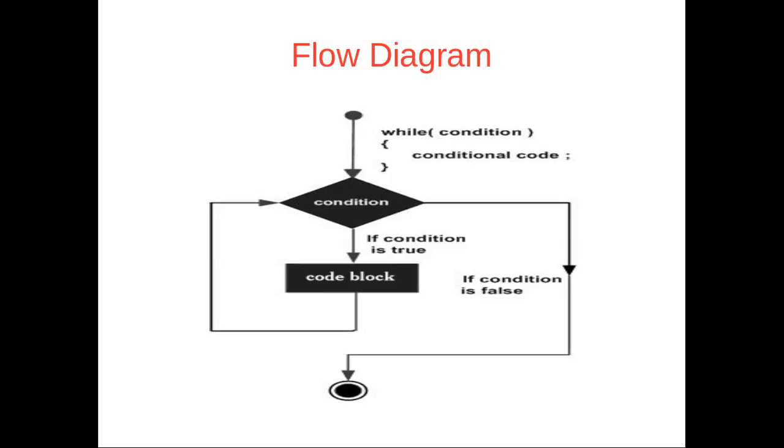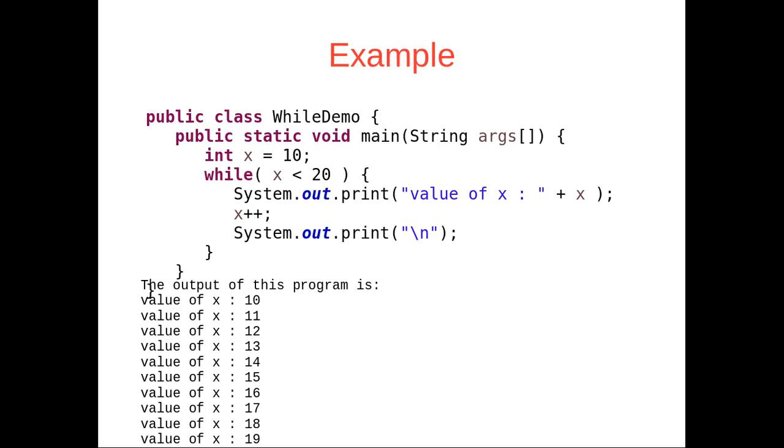If I take an example of a while loop, here I have taken a variable x equal to 10 and a condition that while x is less than 20. Here we can see that x is 10 and 10 is less than 20. Then the body of the while loop will be executed. Then x will be printed, and inside the body we have an increment part here.